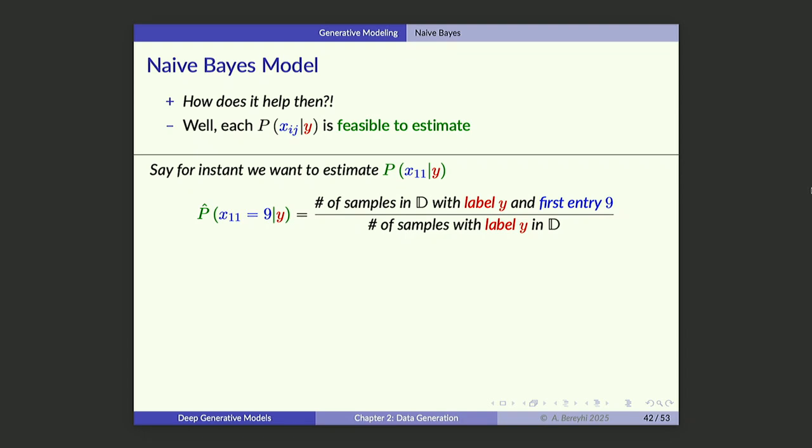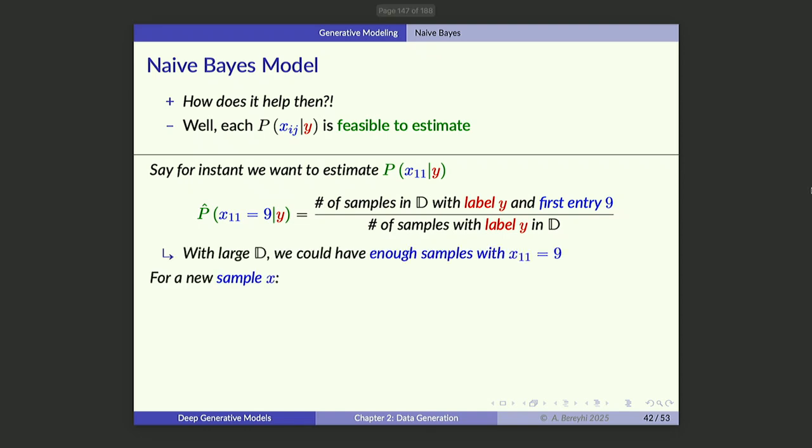Now, you have many more samples, and then this numerator is more likely to be something non-zero. If k is very small and you have so much data inside your data set, at the end of the day you're going to have non-zero values for all the pixels. So with a large data set, you can have enough samples which have the first pixel being 9, and because of that, you're going to get some non-zero value here.